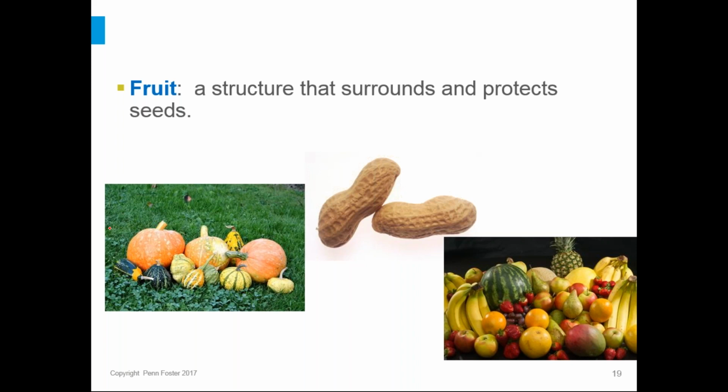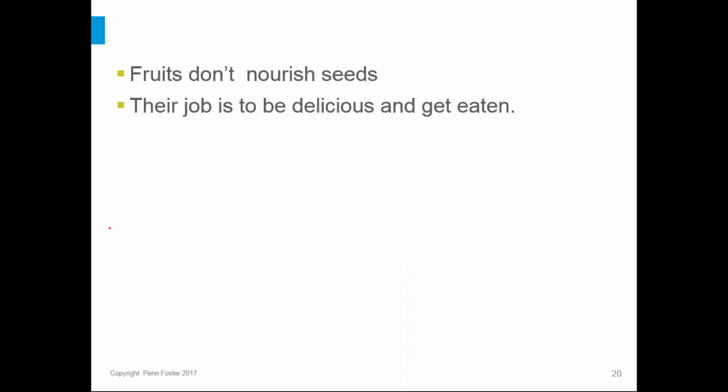And what are they for? We already mentioned that fruits come from the ovaries of the plant that contains the seeds, but the fruits don't nourish the seeds. They don't provide it anything to help the seed grow. So what's the point of the plant making all of these yummy, brightly colored fruits? Their job is actually just to be delicious and get eaten.